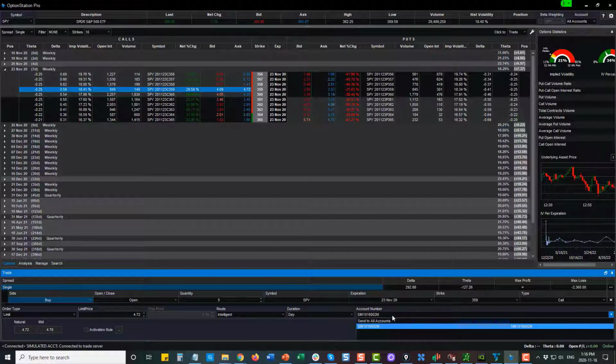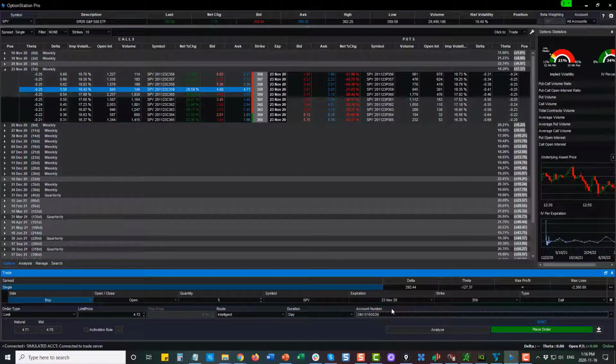You put it in your sim account, right? And if you're practicing, if you're in your live account, obviously you're going to start in a sim. It's very important to start in sim. And it's a limit type, right? It's a limit type. You're getting in with a net limit order.